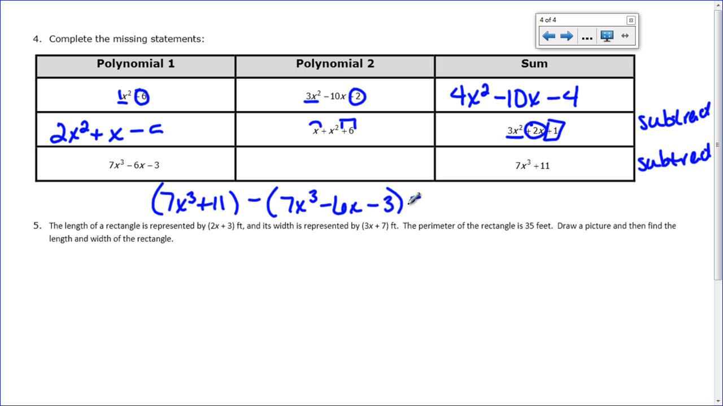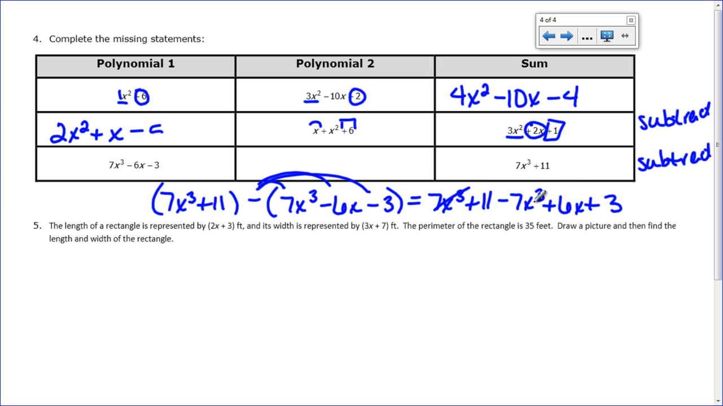And so like I showed you in the problem in the beginning, we're going to distribute this negative to everything here. And so we're going to rewrite this. We're going to start with 7x cubed plus 11. Then I got to distribute, so that makes minus 7x cubed. Then distribute here, this negative and this negative makes this plus 6x. And then distribute here, and the two negatives make plus 3.